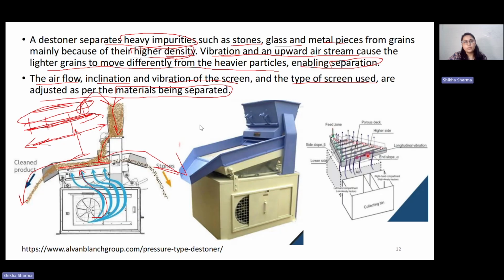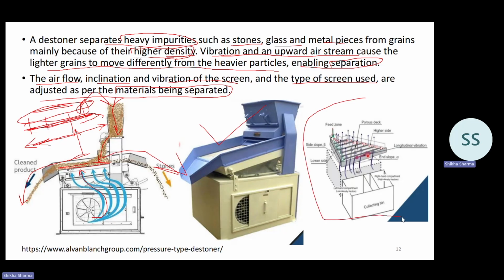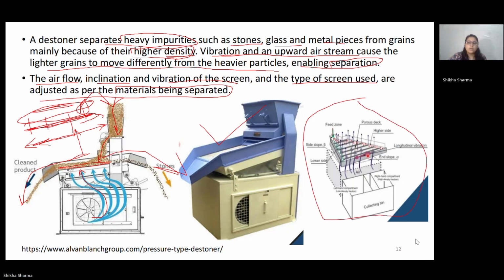So this is the destoner, the industrial destoner. And this is the air table. The air table is also similar to the destoner, basically, but it only works based on density. So what is going to happen in the air table?